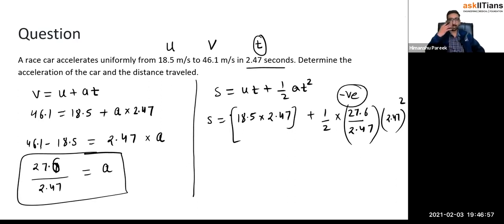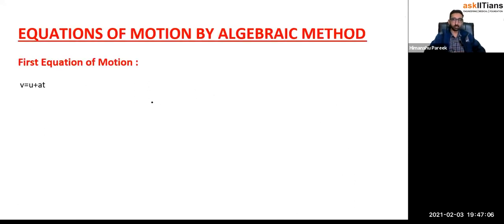So always identify whether it is a velocity-time or acceleration-time relation you are interested in, and accordingly you go for the equations. Now we will derive the same equations with the help of the algebraic method without using any graphs. What I should say is that acceleration is equal to change in velocity upon time. I'm assuming that acceleration is constant.